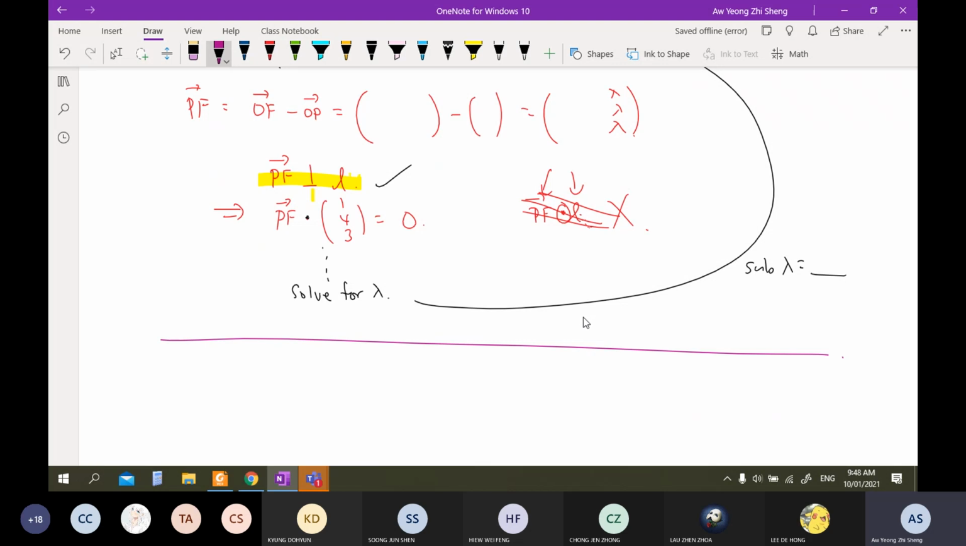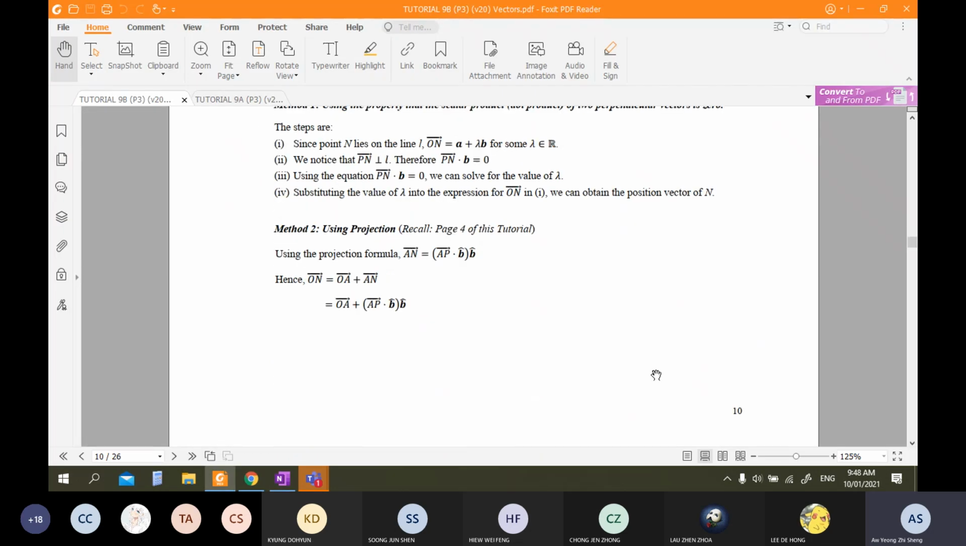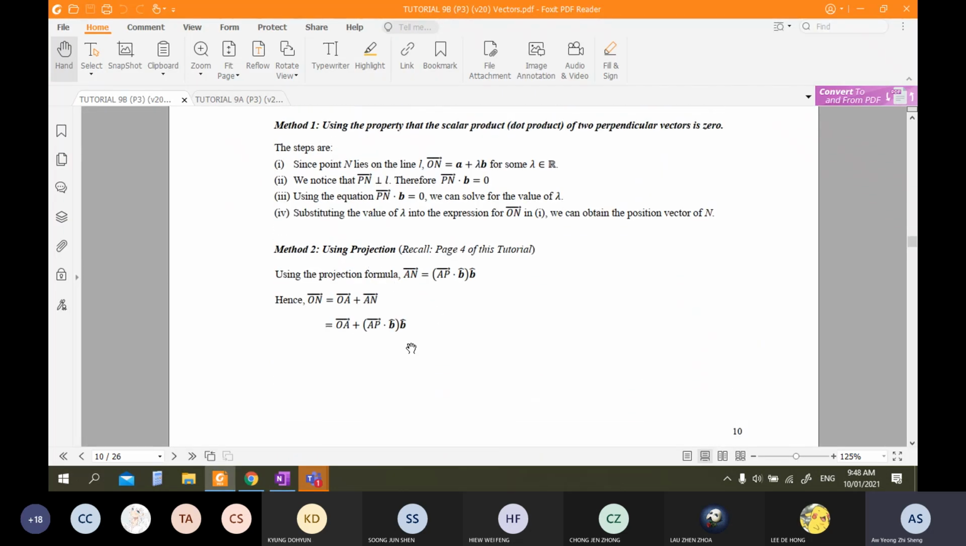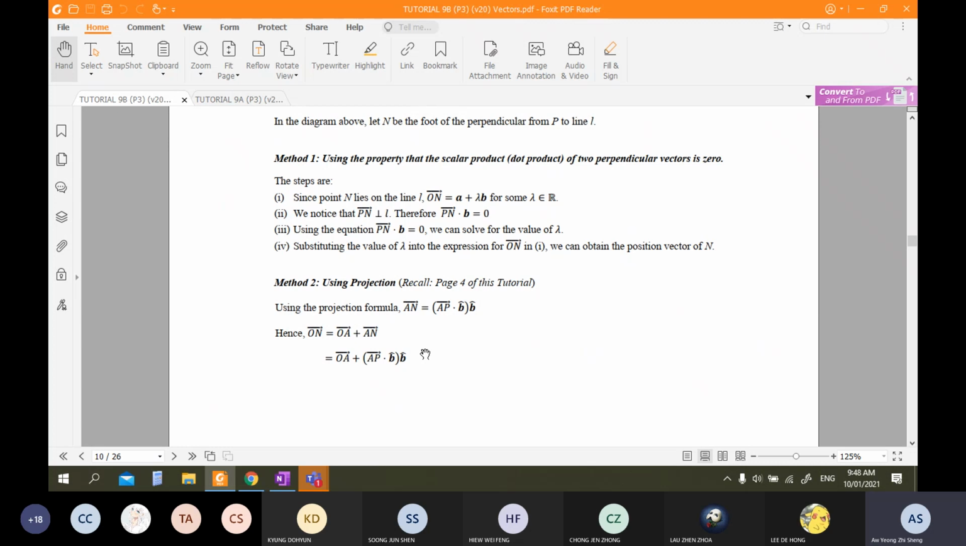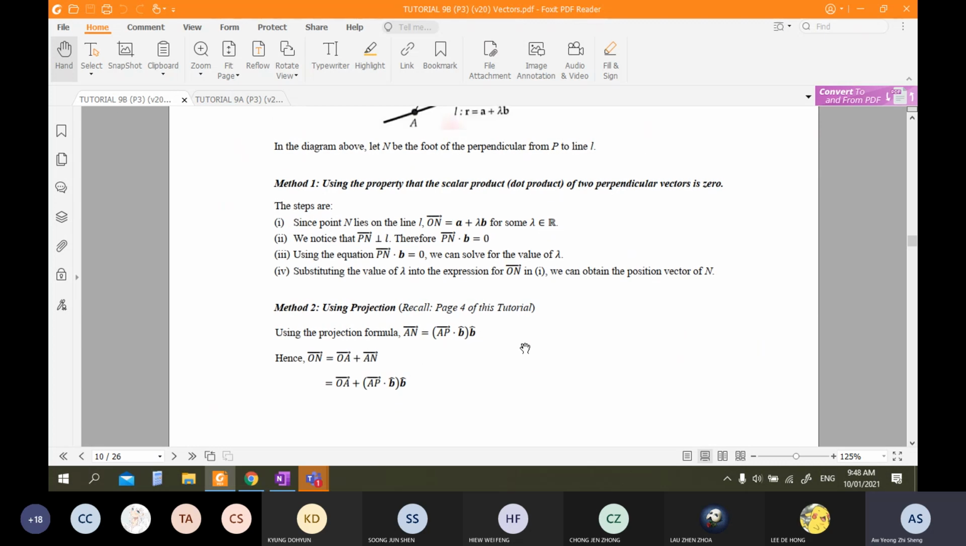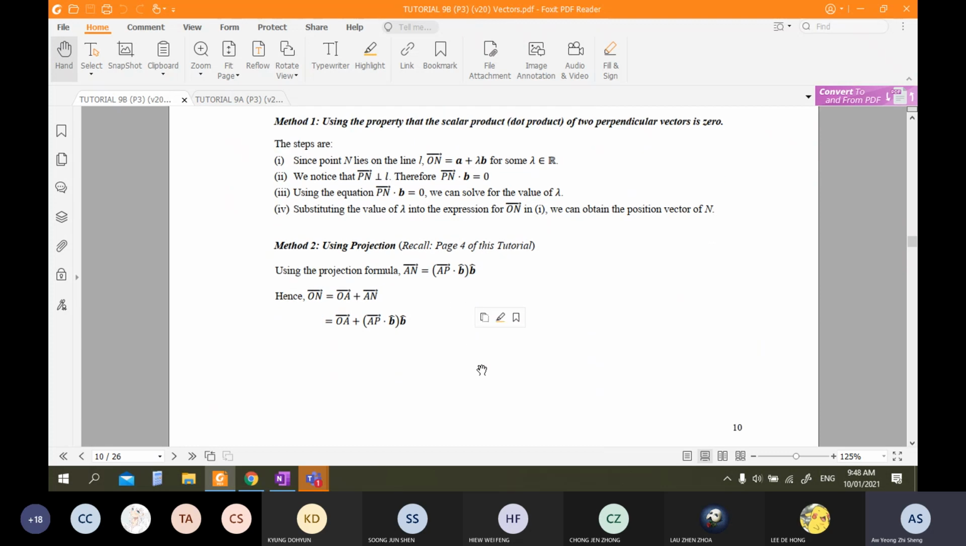Now we'll continue with the next part. The method of using projection, I'm not going to explain this because it's quite hard to implement. Although the formula looks short, the computation is actually very tedious. And so I'll just forget about method 2 here.